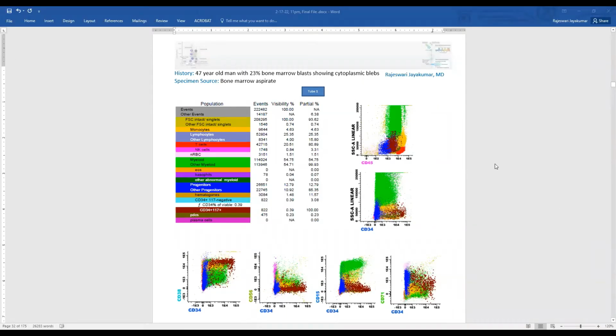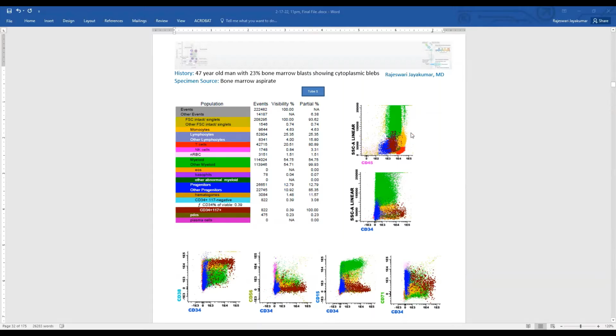Hello everyone. We are now going to go over the flow plots from a bone marrow aspirate from a 47-year-old man who had 23% bone marrow blasts that showed cytoplasmic blebs. So, as usual, we'll start with CD45 versus side scatter. The population that is painted red has the brightest CD45 and has low side scatter, and these are consistent with lymphocytes.